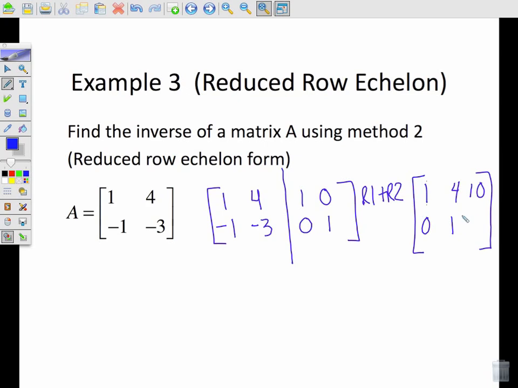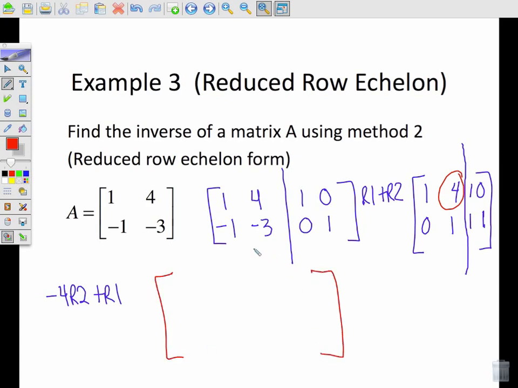I've got 0, row 1 and add, I've got 1, add, we get 1, add, we get 1. So I just added row 1 to row 2. Okay, the next thing that we're going to do, and again this is splitting up our matrix, is multiply row 2 by negative 4 and add it to row 1. And what that's going to do is give us this position here to be 0. Let's see what we get.